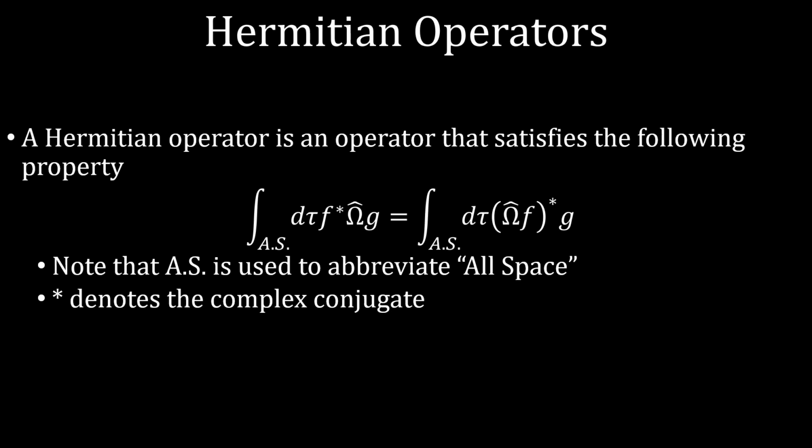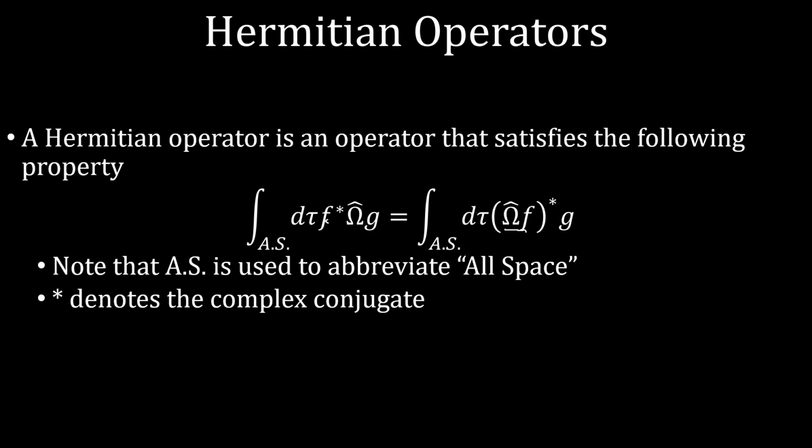The other criterion we need is for an operator to be Hermitian. What it means is that it satisfies this property here. Note that AS is all space and the star denotes the complex conjugate. So when we integrate across all space d tau, F conjugate, our operator applied to G, that needs to be the same as if we applied the operator to F and then took the conjugate multiplied by G and then integrated across all space.